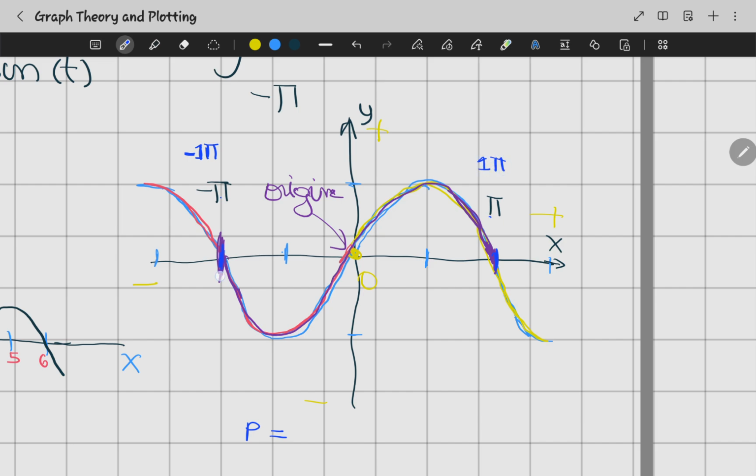Okay, so if I have to count, this is where we have 0. If I move to this section here, it's actually pi, and then if I move to this section, it's actually 2 pi. So the answer to this will be 2 pi. That's what you see here. This is what we call period.